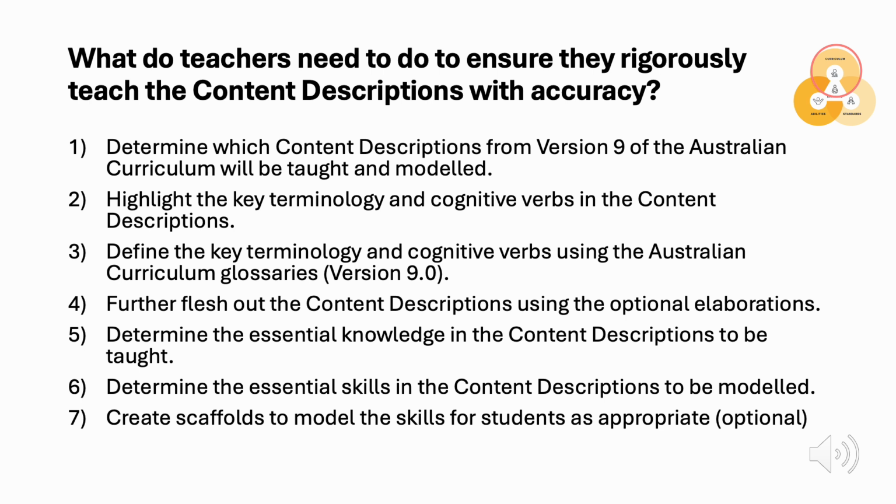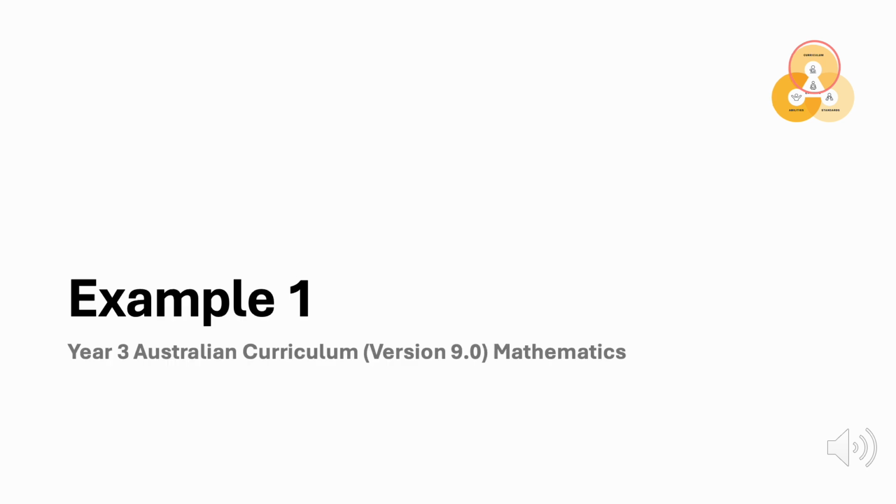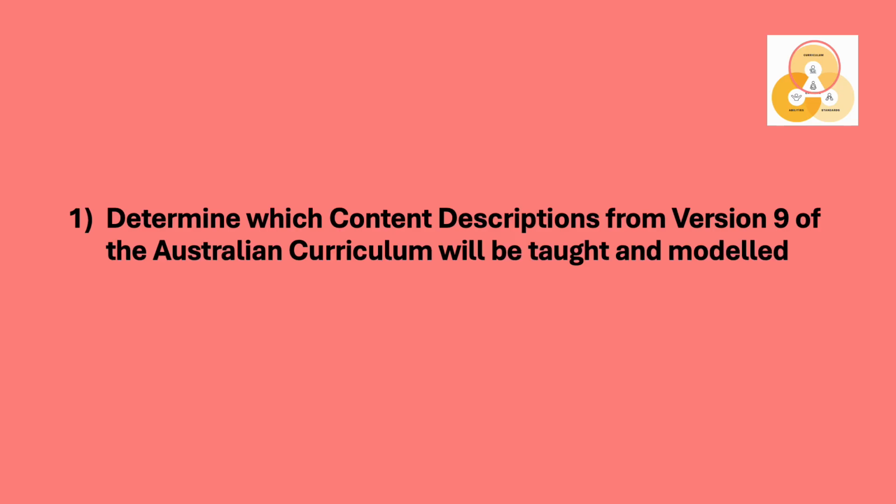To implement the first stage of the case model, teachers need to follow 7 steps. In the remainder of this section of the professional learning module, we'll look at the 7 steps being practically implemented with content descriptions from Australian Curriculum version 9. Now let's have a look at an example using Year 3 Australian Curriculum Mathematics.